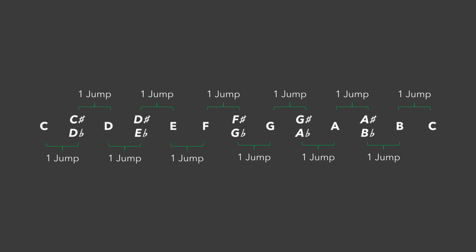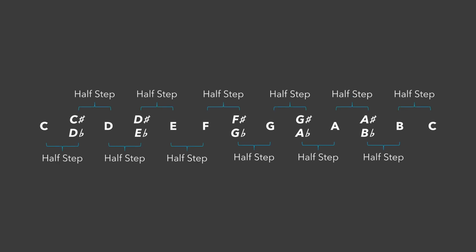Each of these individual jumps is called a half step. A half step is the smallest jump we can make between two notes. Two half steps are called a whole step. For example, between C and C sharp, we have a half step. Between A and G, a whole step. And between E and G, 1.5 steps.